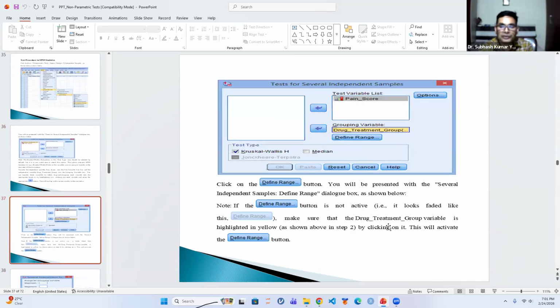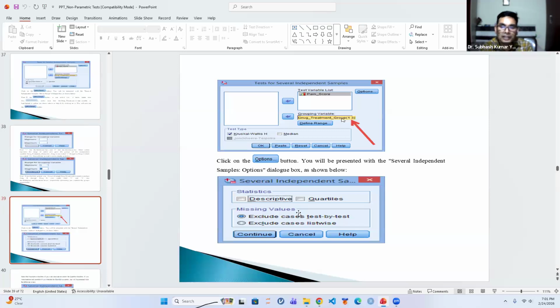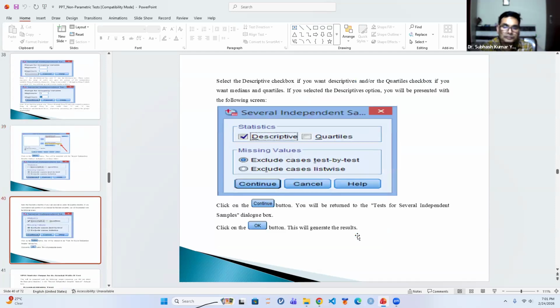Just click on that. You have to define the range. When you define it, the minimum is 1 and the maximum, in this example, is 3. So just put 1 and 3. Now 1 and 3 is here. Now go to Options. There you can tick descriptive statistics and quartiles as well.